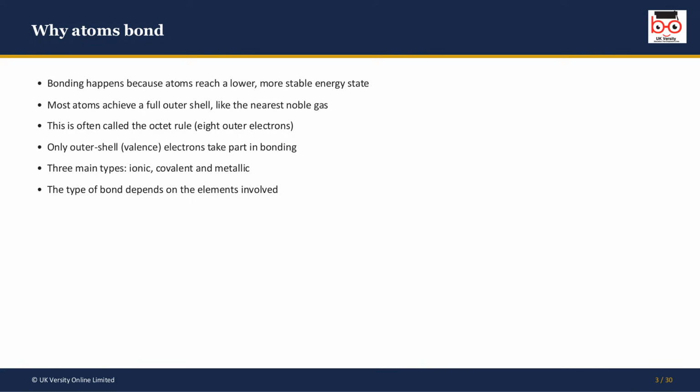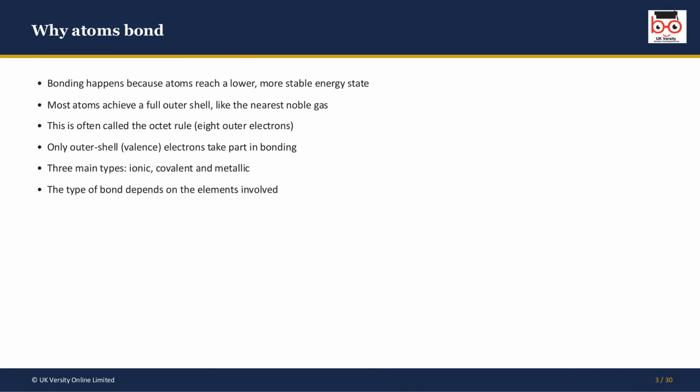Fundamentally, because bonding lets them reach a lower, more stable energy state. Most atoms achieve this by getting a full outer shell, mimicking the nearest noble gas, an idea we call the octet rule, aiming for 8 outer electrons. Only the outer shell electrons, the valence electrons, take part.